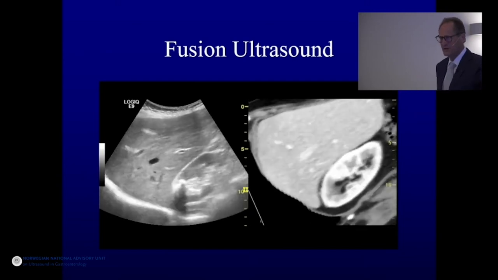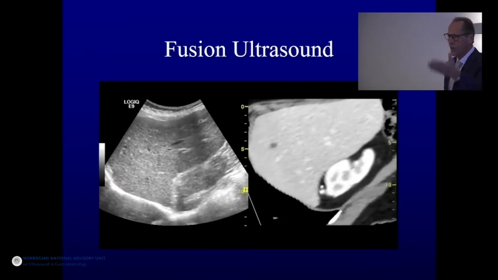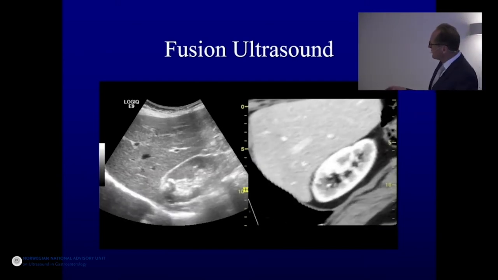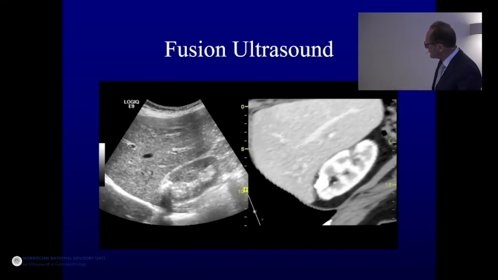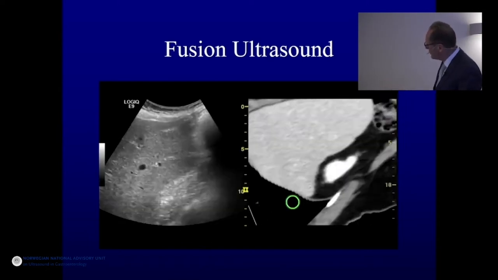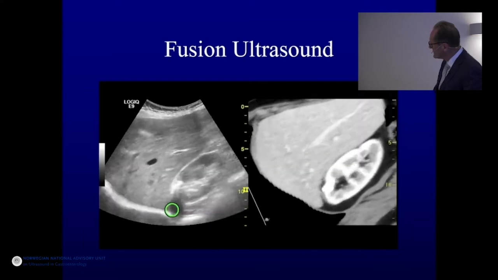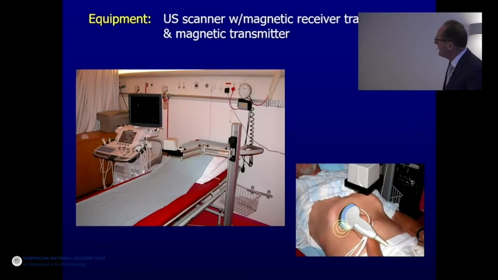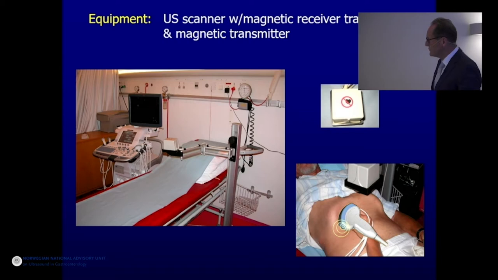This is a previous captured CT scanning loaded into the ultrasound scanner. But you can see exactly what structures on ultrasound, what they do represent on CT. So you can, for instance, see this calcification. What do you need? You'd need an ultrasound equipment that is capable of doing fusion. So we need to have a magnetic transmitter and receiver in the system. You don't have to think much about that.